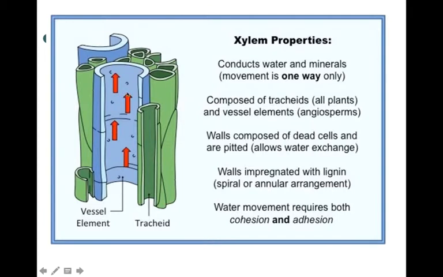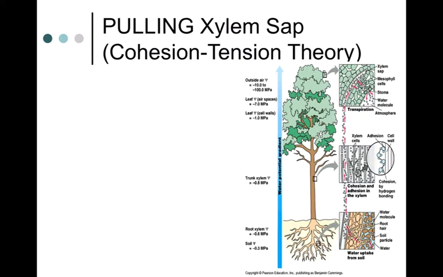Adhesion means it's adhering to the walls of the xylem, and cohesion means that it's going to join onto one another. So cohesion is bonding between water molecules. Adhesion is where the water molecules bond to the walls. So the final explanation for how the water moves up the plant is referred to as the cohesion-tension theory.